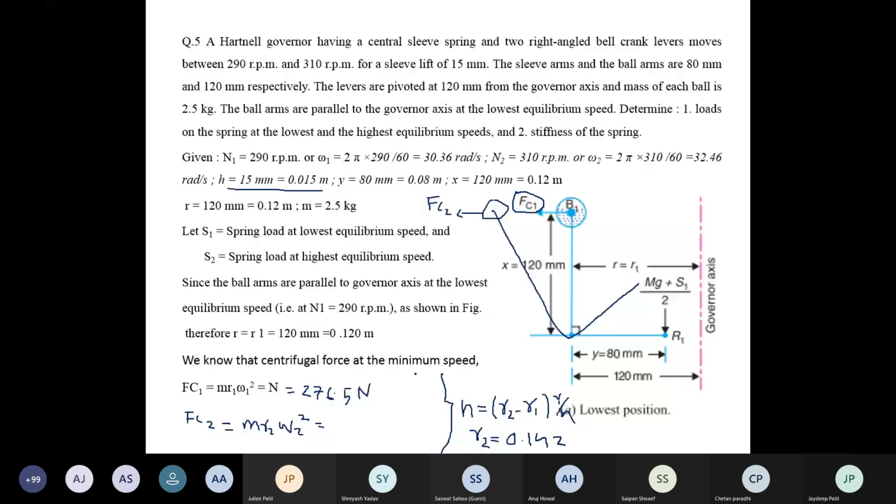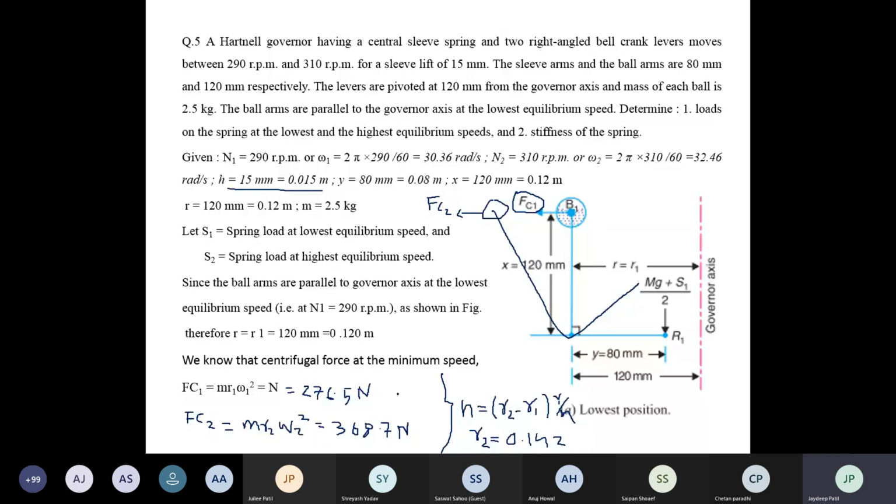How much is FC2? 368.7. Is it correct? 372. 372. Now you can write 372.